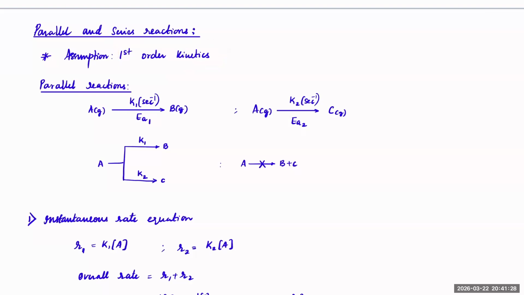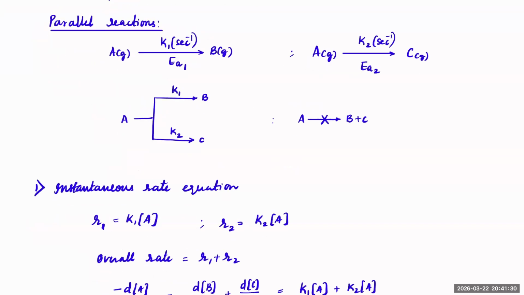Now, let me tell you what our parallel reactions means. Parallel reaction is when a reactant is giving a product and it has a certain rate constant associated with it, K1, and it has some activation energy, EA1. But at the same time, it is also involving into one more reaction where the rate constant is different, activation energy is different. When the rate constants are not related like this, then you can't simply write that A is giving B plus C.